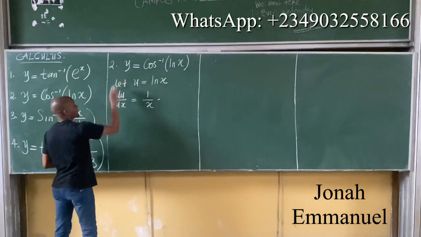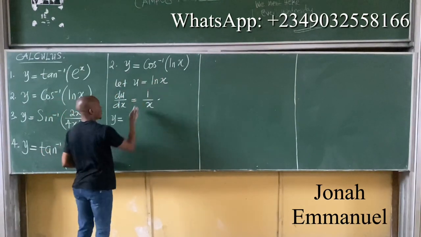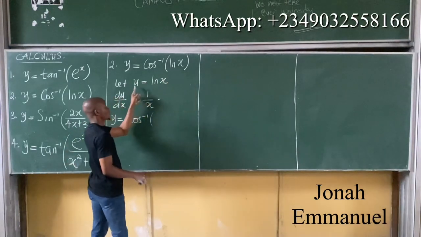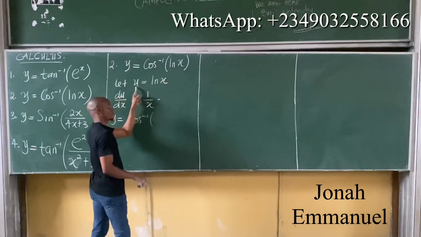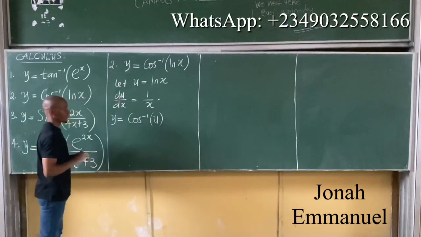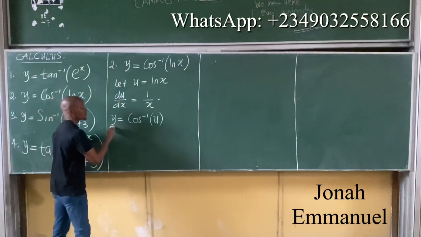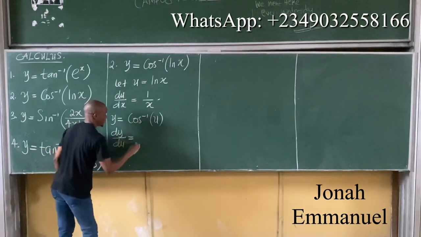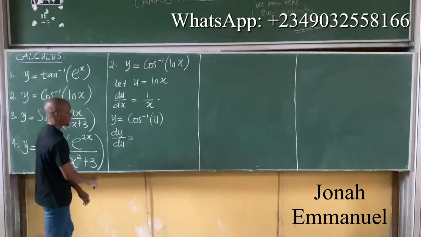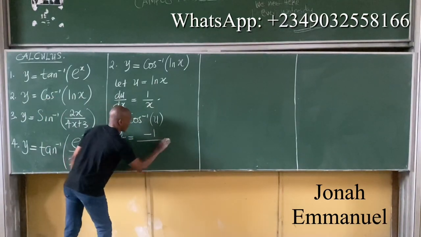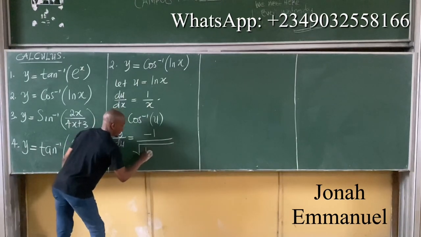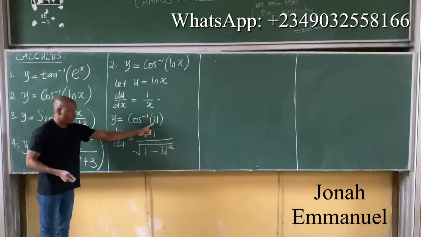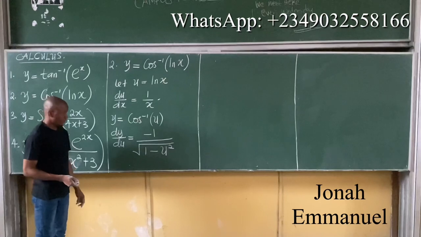Next up, I will now have that y is equal to cos inverse of ln x. What's ln x? U. So it becomes cos inverse of u instead. Now differentiate y with respect to u. I will have that dy/du is equal to, differentiating cos inverse of u, minus 1 all over the square root of 1 minus u squared. It's not always x squared. It's now with respect to u, so it becomes u squared.